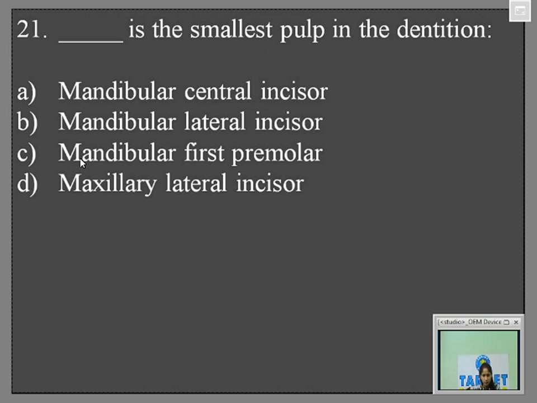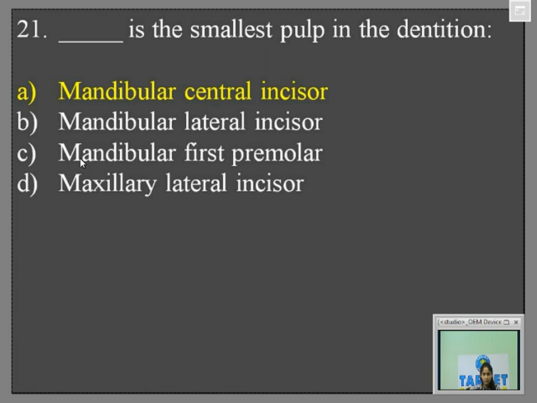Smallest pulp in the dentition is mandibular central incisor. And the largest pulp in dentition is present in, can anybody tell me? Largest pulp in the dentition? I want the answer for the largest. These are the answers which I had given you all in the last discussion. So that's why I'm just trying to recapitulate it with you all.